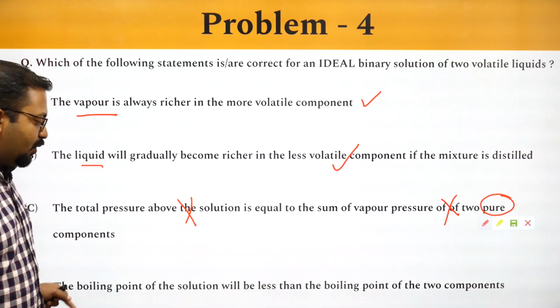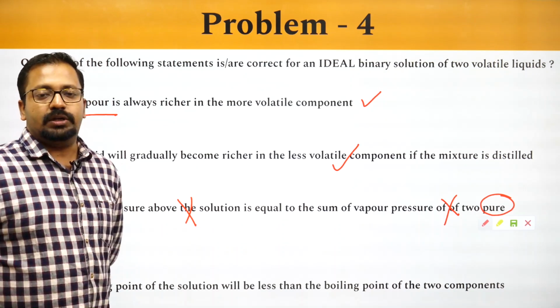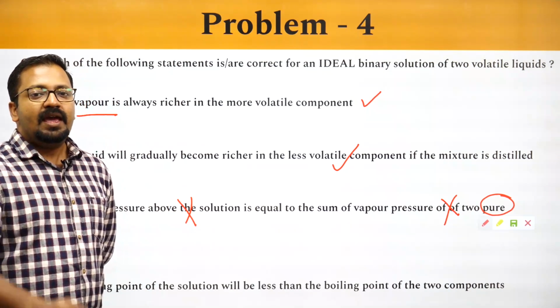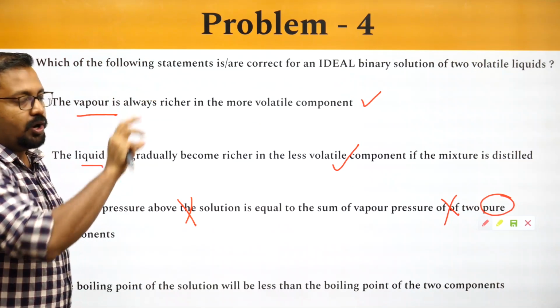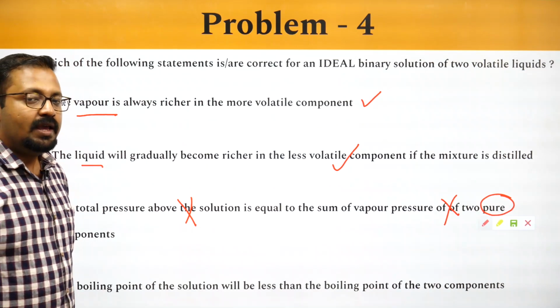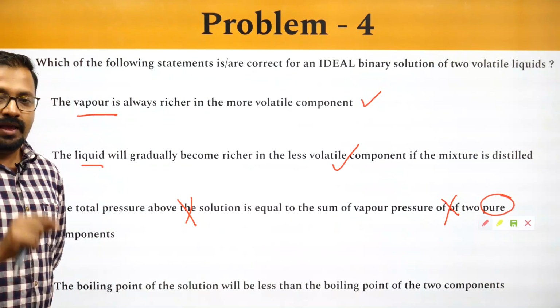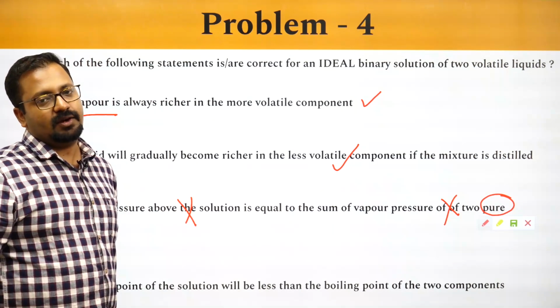Last statement, boiling point of the solution will be less than the boiling point of two components. No, for a solution, that means at a point where there is some A, some B, the boiling point will always lie between the boiling point of pure A and the boiling point of pure B. Okay, it will never be less than that. B's should be the lowest and A's should be the highest.